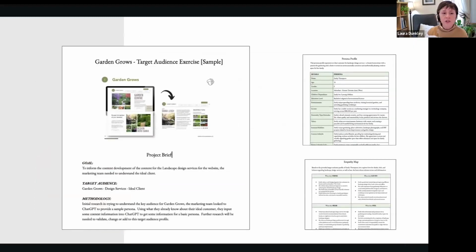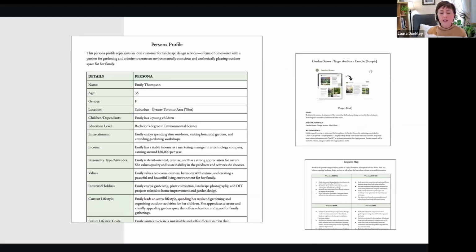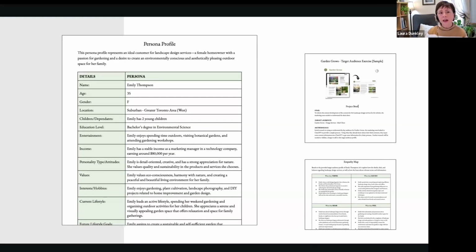So the situation that we have in the example for Garden Grows, basically what we have given you is a project brief at the beginning with goals, target audience, and the methodology. And so make sure when you're doing your exercises, whether it's for a marketing campaign or maybe you're selling a new product, do write down your project brief. Give it context so that everyone who comes to the table, or even yourself, you do stay focused on that. And then you start to fill out that sheet.